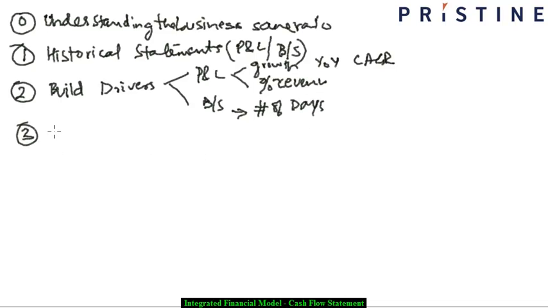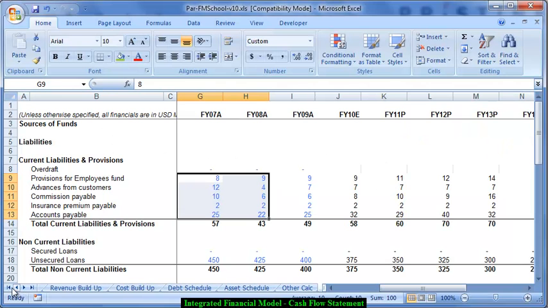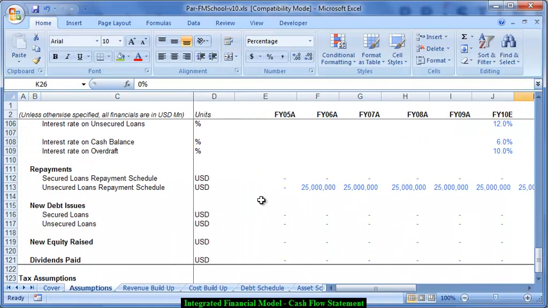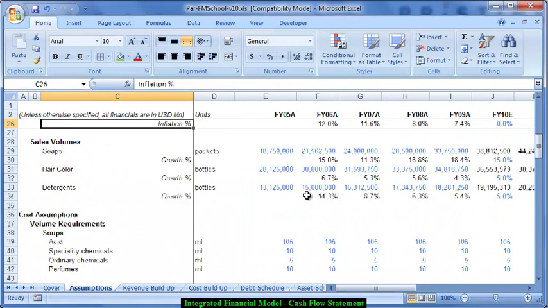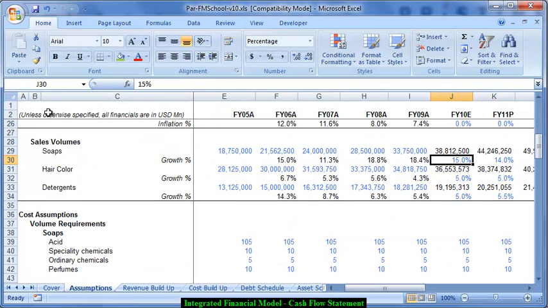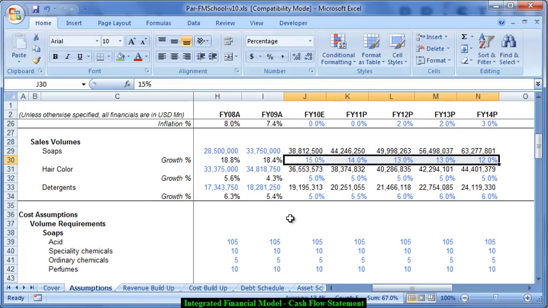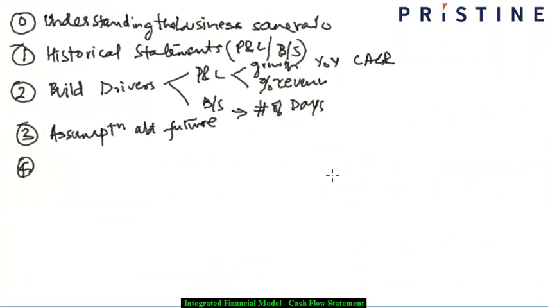Once we had built the drivers, so if you see in the assumptions part, we built the historical drivers. So for example, this is a historical driver that we had. Then we made the projections about the future. So we made the assumptions about the future. Once we had made the assumptions, the next thing that we did was essentially build these numbers in future.